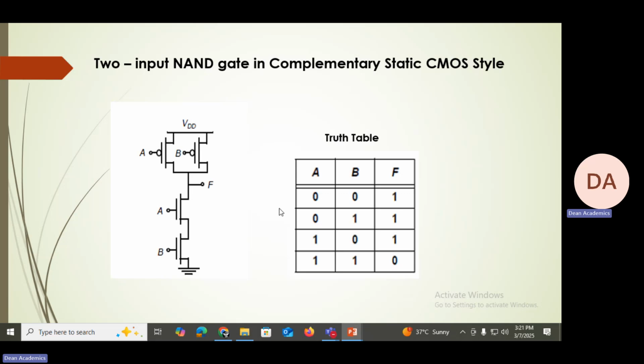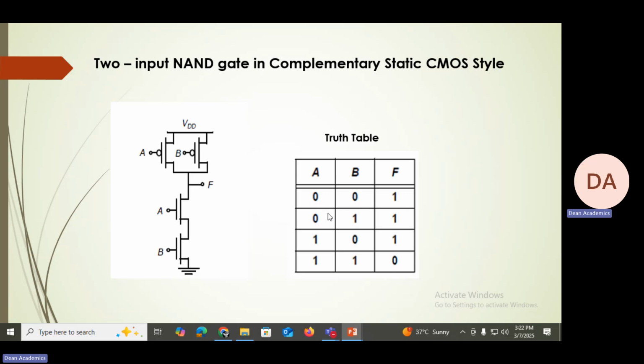Now let us see its functionality. When both inputs are 0, 0, this is 0, this is 0. Therefore, the A transistor is in off condition, and the B transistor is also in off condition. When both are off, and if you observe here, for logic 0 the P transistors will be in on condition. Therefore, VDD reaches this point F, and the capacitor connected at the output will be charged to VDD and we will have output equal to 1. So this 1 can be seen here. When inputs A and B are 0, 0, the output is 1.